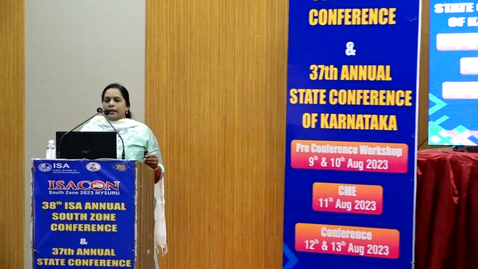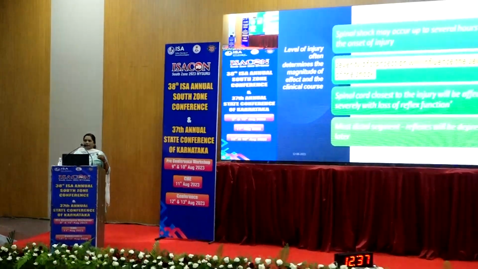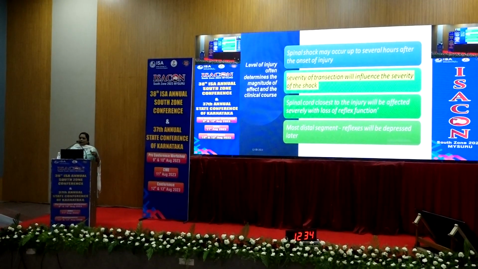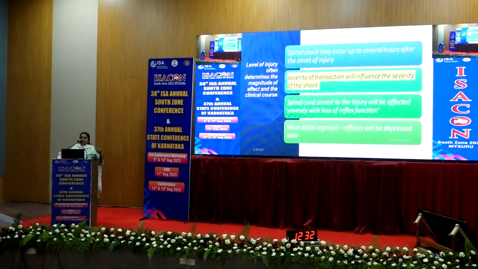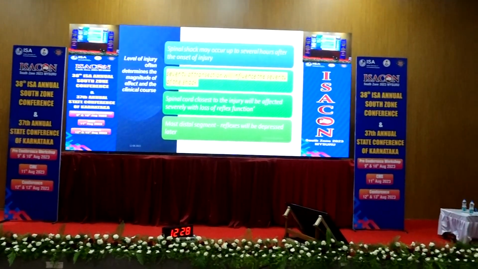What is of more interest to us is that the level of injury will determine the magnitude of the shock as well as how the clinical course will follow further. The severity of transection is going to influence the severity of shock, and the spinal cord segment closest to the injury will be affected initially and very severely, and there will be loss of reflex function. In the most distal segments, the reflexes will be depressed a little later.